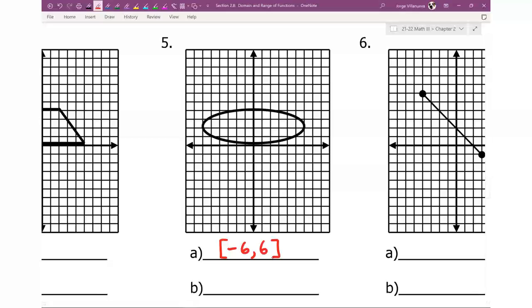How low does it go? 0. How high does it go? 4, yeah. Does it include 0 and 4? I mean, yeah, there's no hole, right? If it didn't, there'd be an empty circle there. Okay? But since there is no empty circle, it does include it. So there's your domain and range.